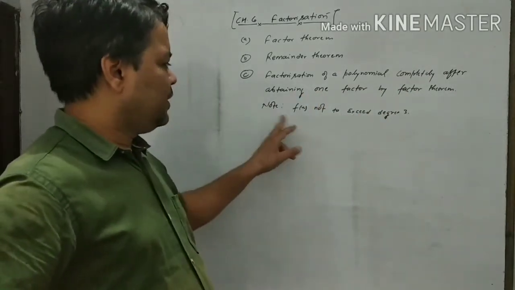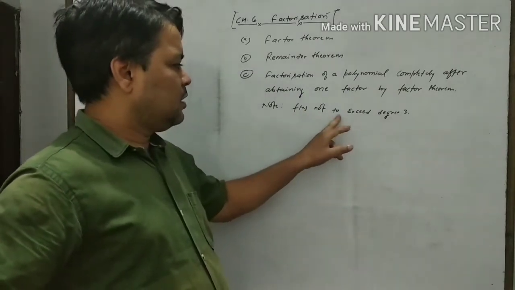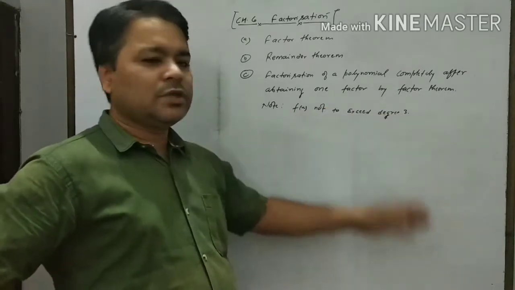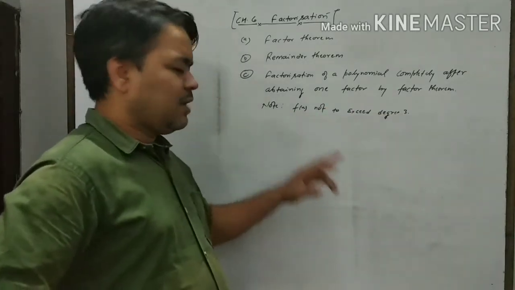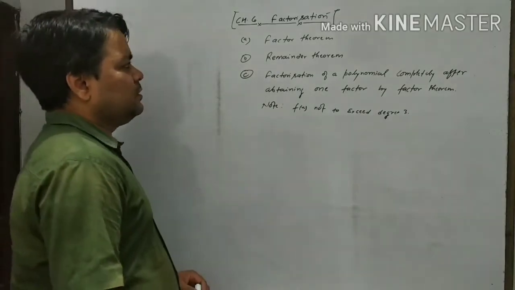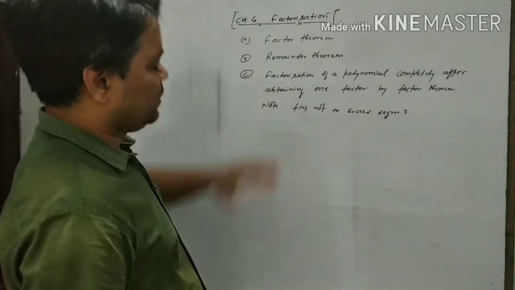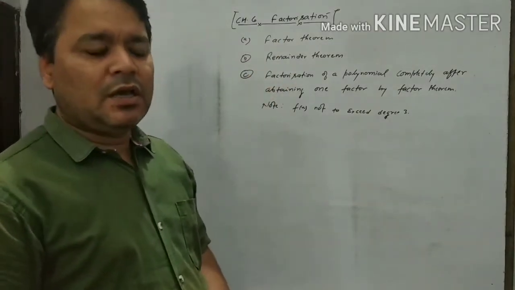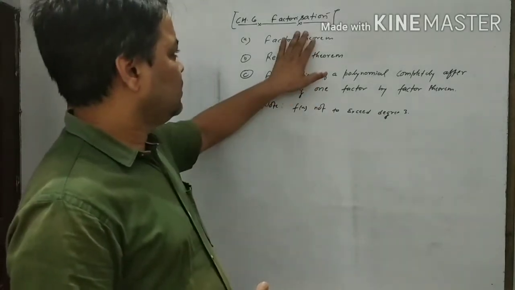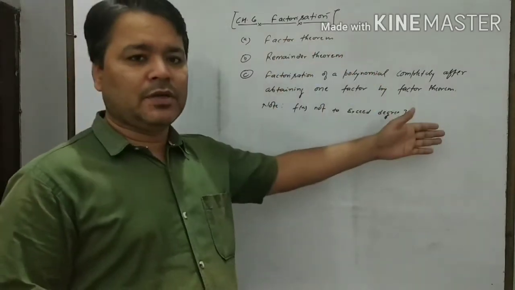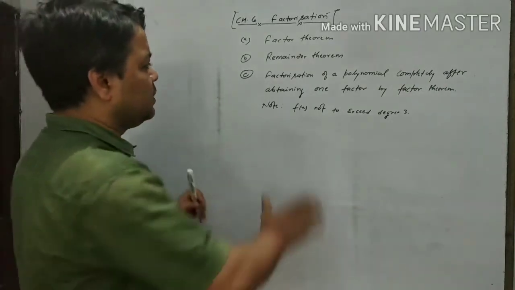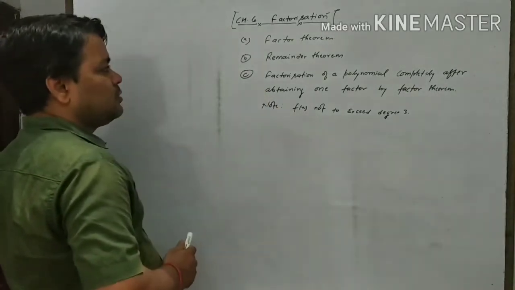But here in the note given, f(x) not exceeding degree 3 means the polynomial should not be more than degree 3. What is f(x)? We will discuss it in our coming discussion. Before starting the main topic, factorization, first of all we should do factorization for the polynomial. So what is a polynomial? We should start our discussion from this topic. So first of all we should discuss the polynomial.